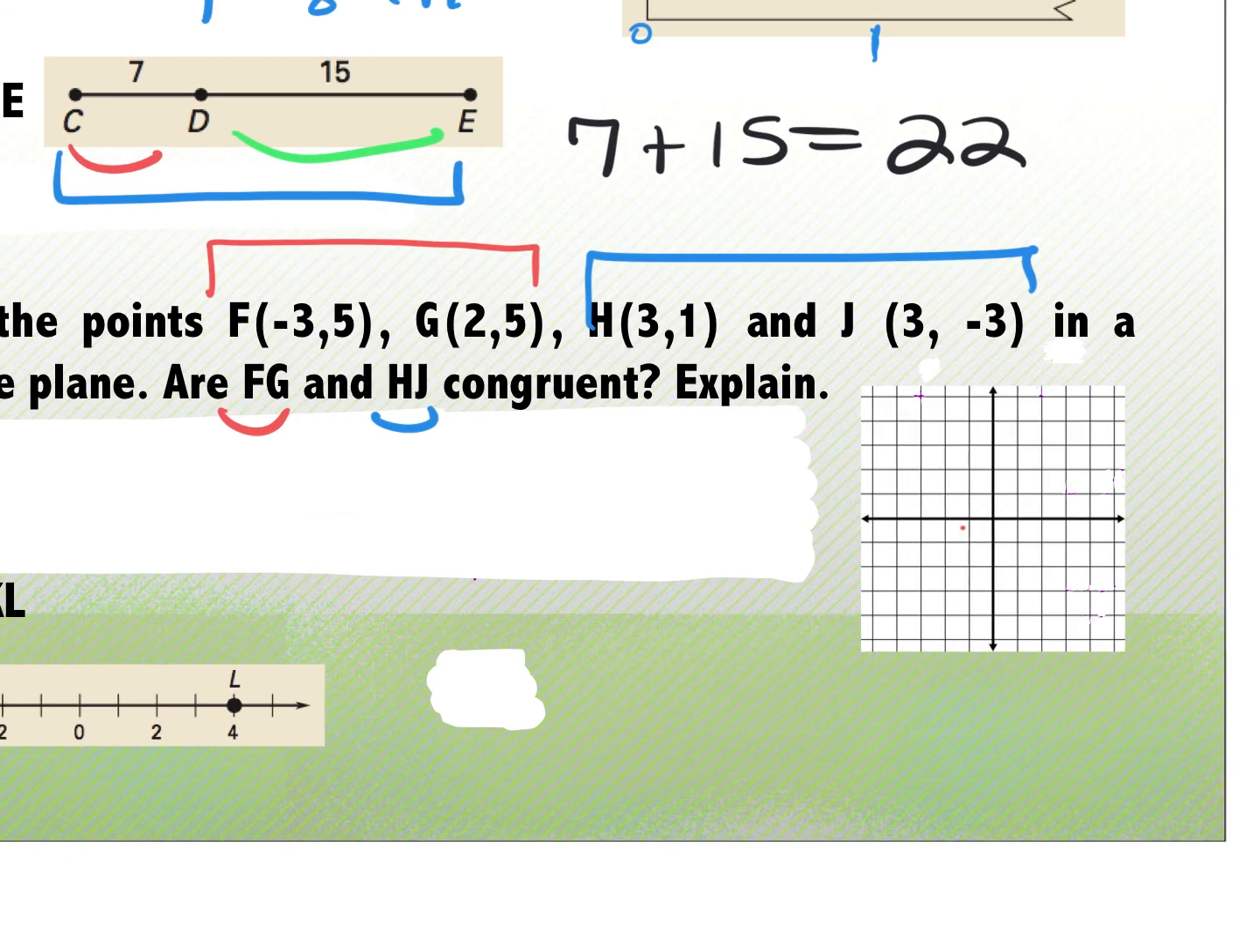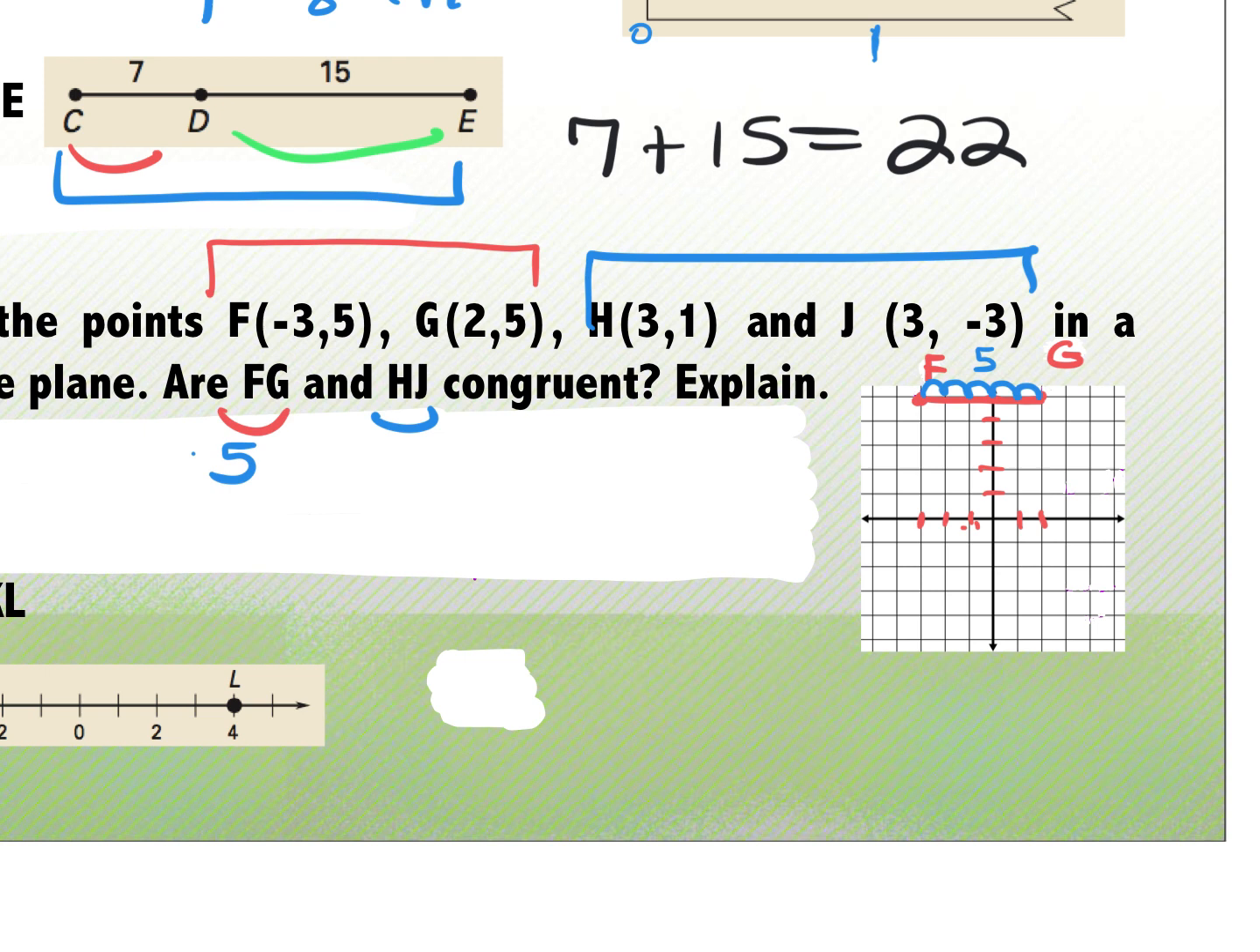So this would be -1 here, and then I need to go 1, 2, 3. So over to -3, and then up to 1, 2, 3, 4, 5. So -3, +5 is there, and I'm going to label that as F. And then for G, +2, and then up to 5. And that would be the segment for FG. Now remember, when it's horizontal like this, you can just count the little squares. So this has a length of 1, 2, 3, 4, 5. So FG has a length of 5.